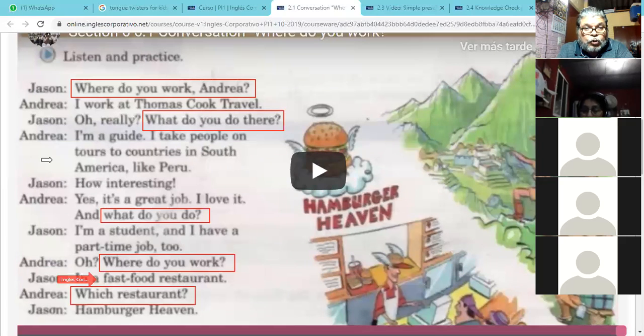And a part-time worker. What is a part-time job? What is the idea of a part-time job? Is to have money. Yes. Work half-time. So it's not full-time. What about you? Do you have a part-time job? Full-time job.